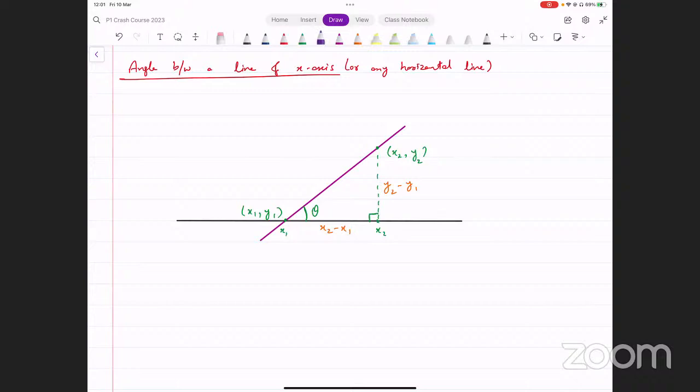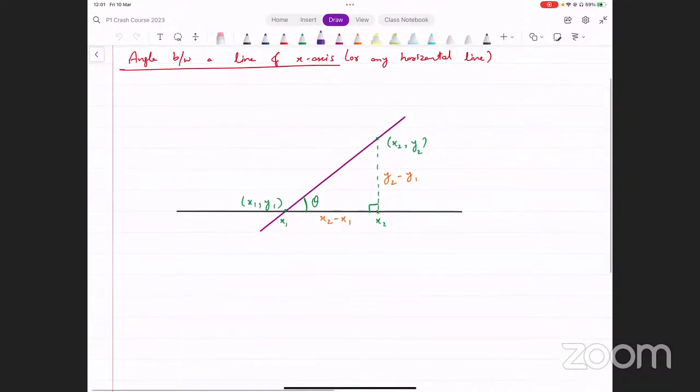Now remember, how do you find gradient of a line? Gradient of the line, or in fact, on this right angle triangle, let's actually use tan first of all. So we need to find this angle theta. How do you find angle theta?